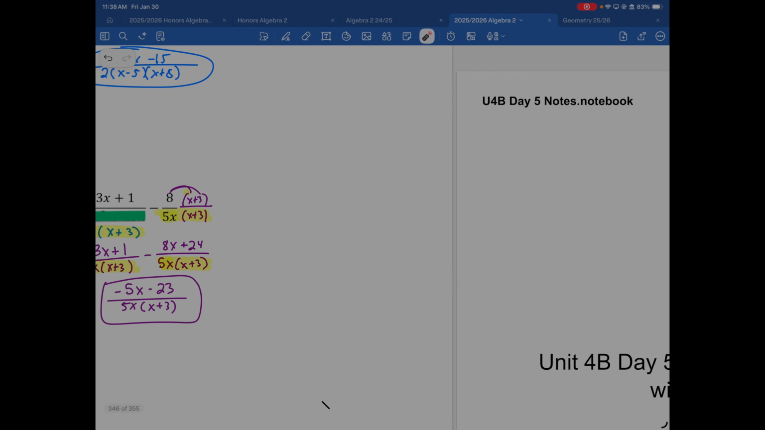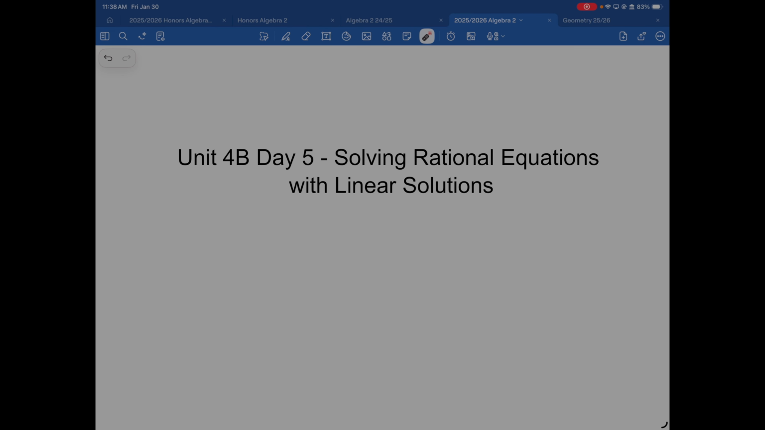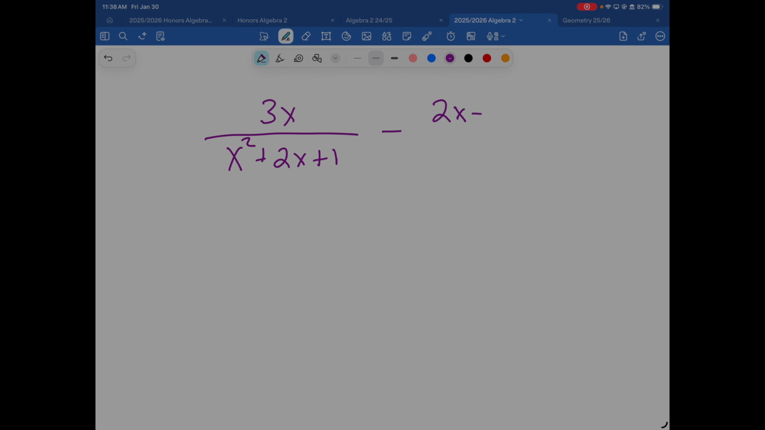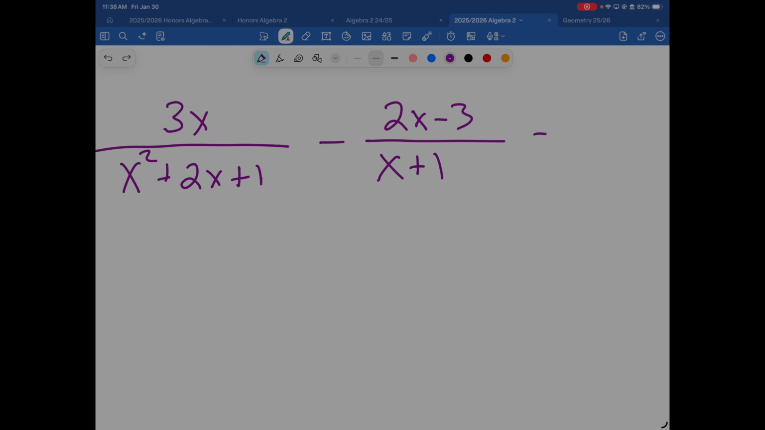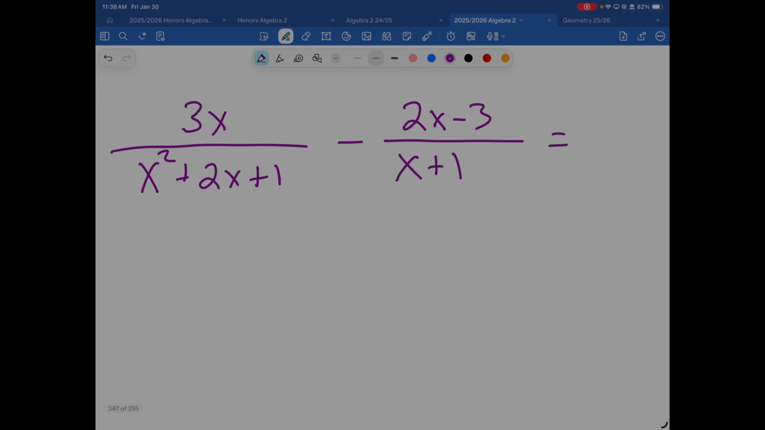Are we ready to try one? Well, we will. Let's go 3x over x squared plus 2x plus 1, minus 2x minus 3 over x plus 1. Let's go ahead and try this one.